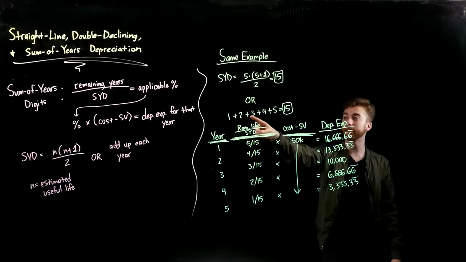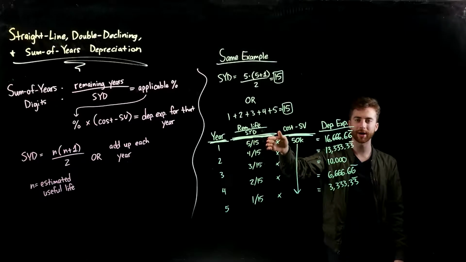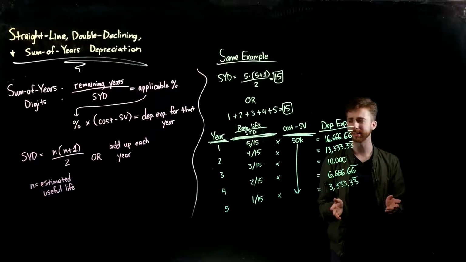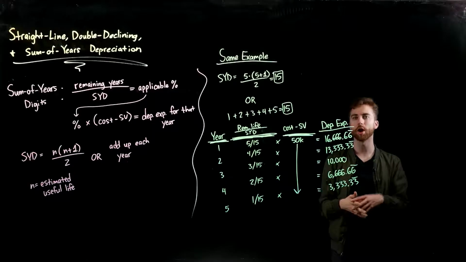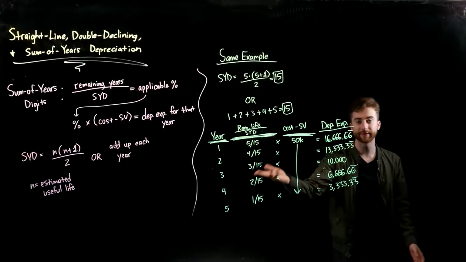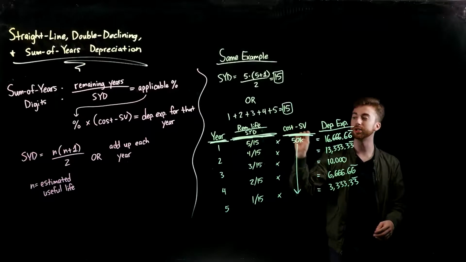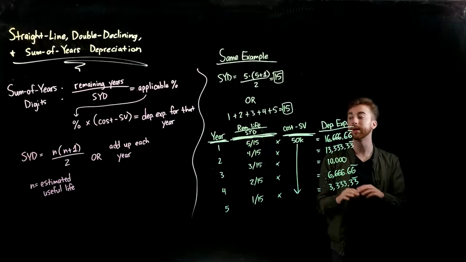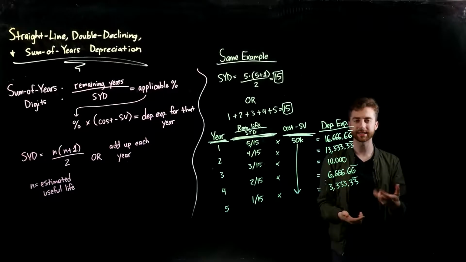So for the denominator in your remaining years divided by SYD, the way you get that SYD, there are two ways you can do it. Both are fairly simple. I would say the first method's better when there are a lot of years to do, or the second method's easy if you have maybe up to 5 like we have right here. But basically, you can just fill in the formula that we have first, which is n times n plus 1 divided by 2, where n is the estimated useful life.